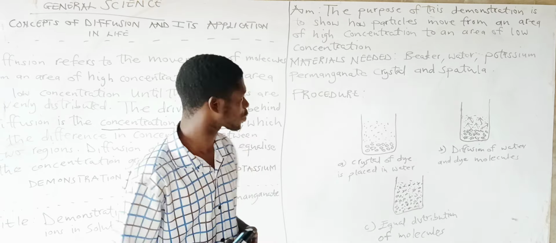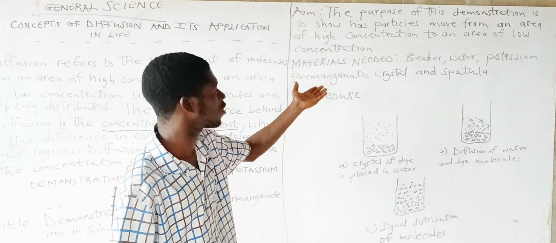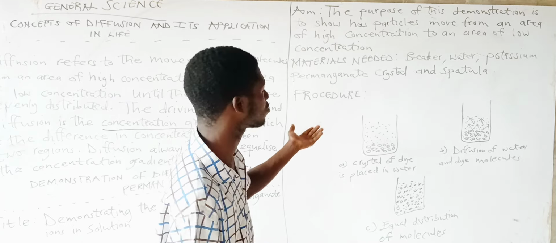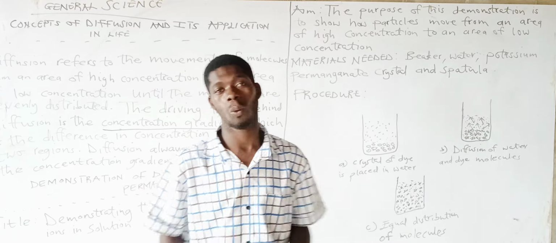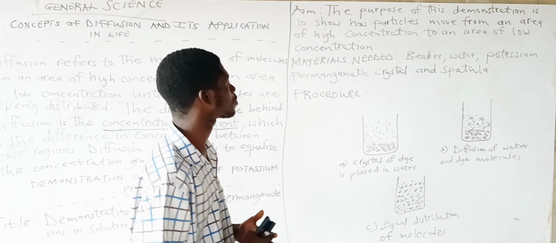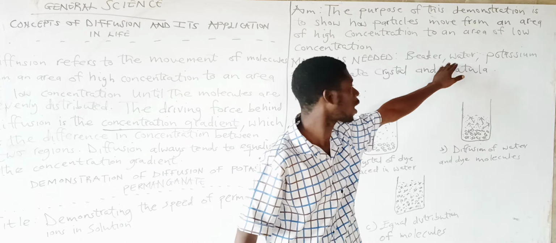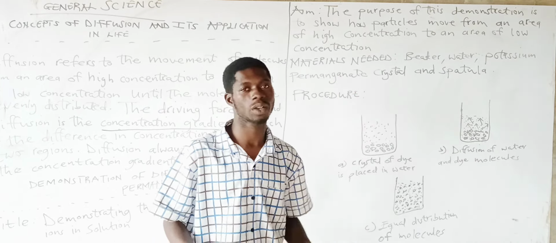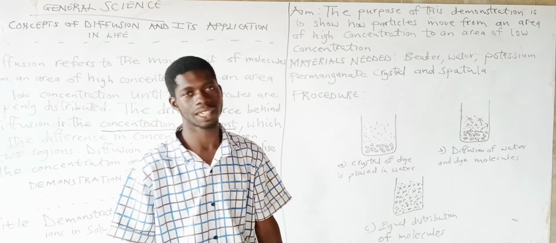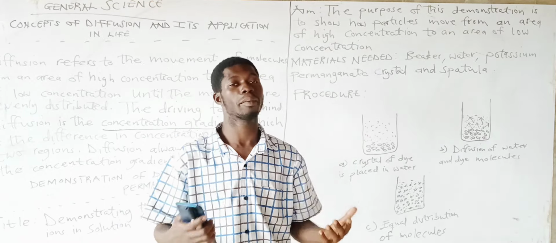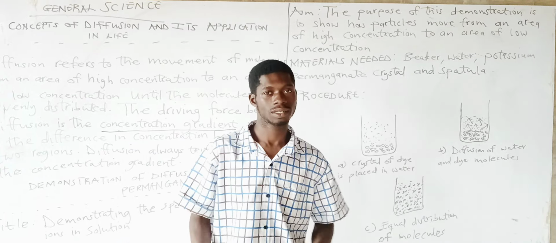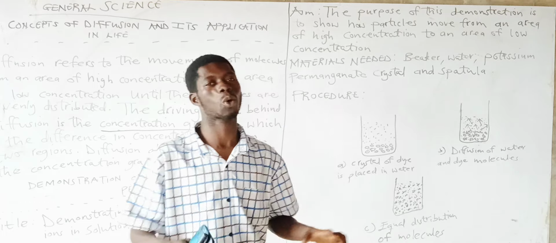Okay, let's continue. So, materials needed for this experiment. Materials that you use for the experiment. You have the beaker that you put the water inside, the normal beaker. Then water. You will also need water for the experiment. Then potassium permanganate crystal, as I said. That's the main material for this experiment. The crystal looks like salts, the big ones.